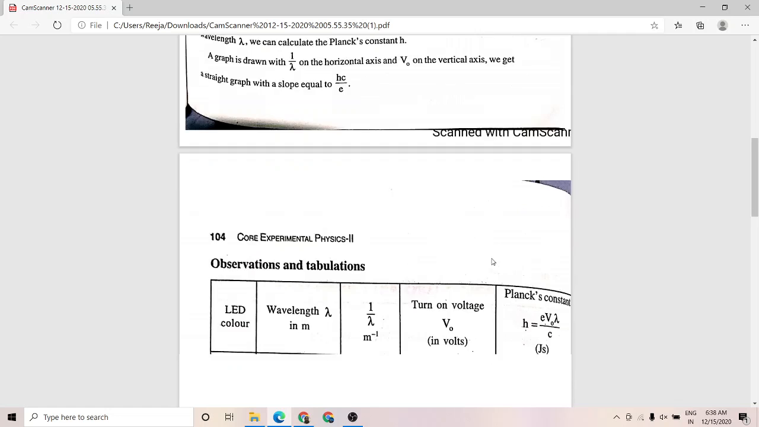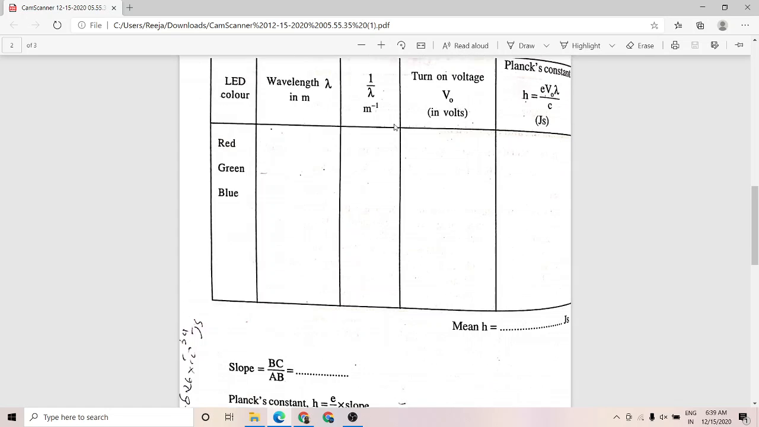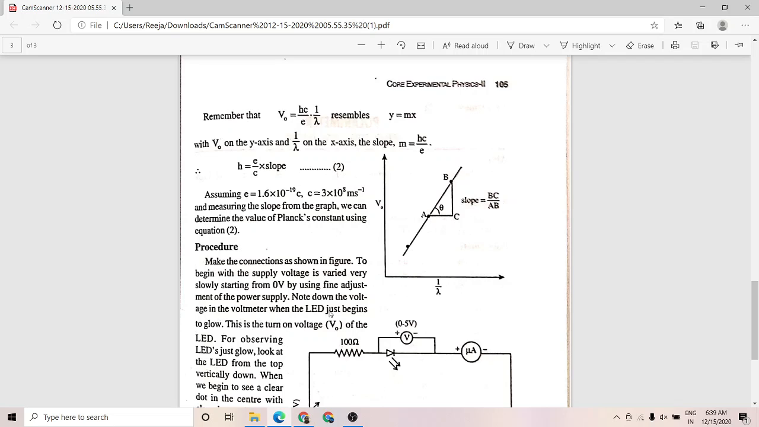So our observation column is like this, that is we write down the name of the color of the LED, its wavelength, and find out 1 by lambda. In each case we find out the knee voltage or the turn on voltage, and from that we calculate the Planck's constant. We also calculate the Planck's constant from the graph by plotting V0 on the y-axis and 1 by lambda on the x-axis. From the slope of this graph you get the Planck's constant. So h is equal to e by c into the slope, where e and c are constants. In these two manners you have to determine the Planck's constant.